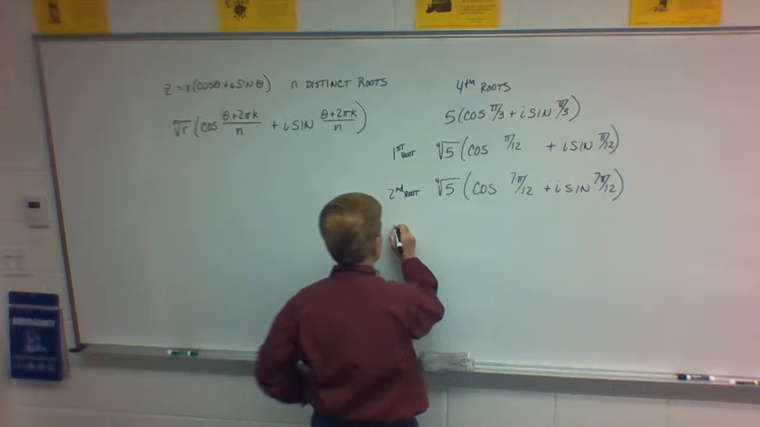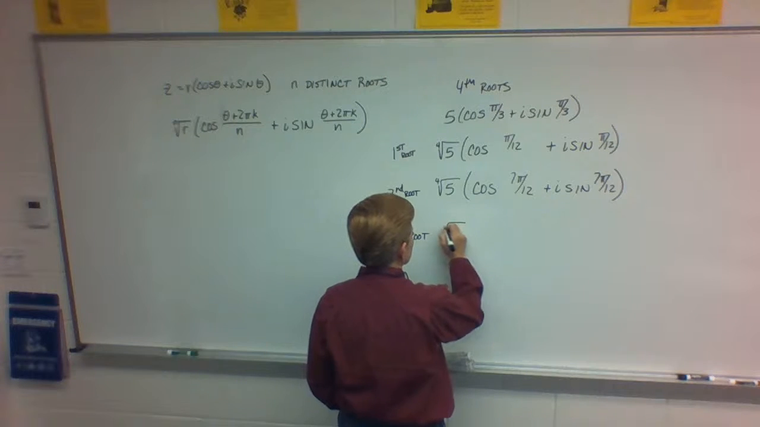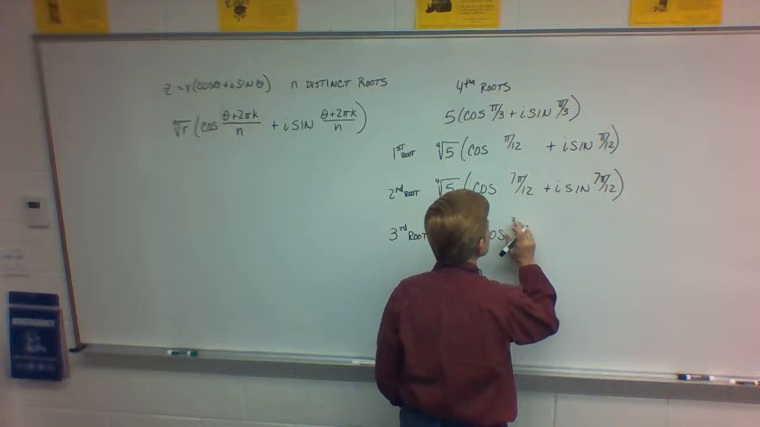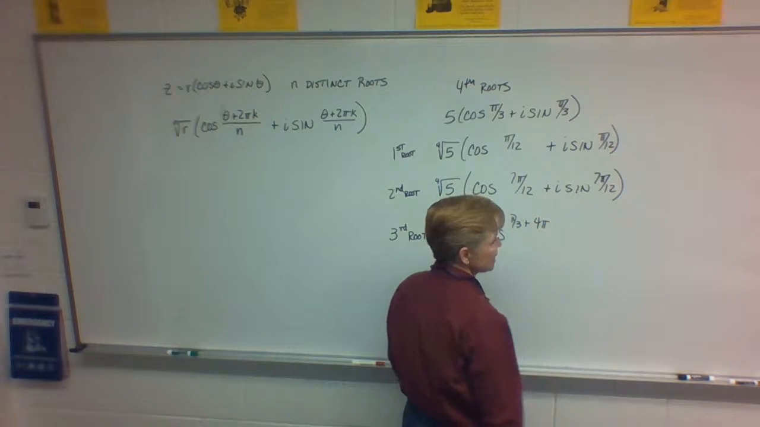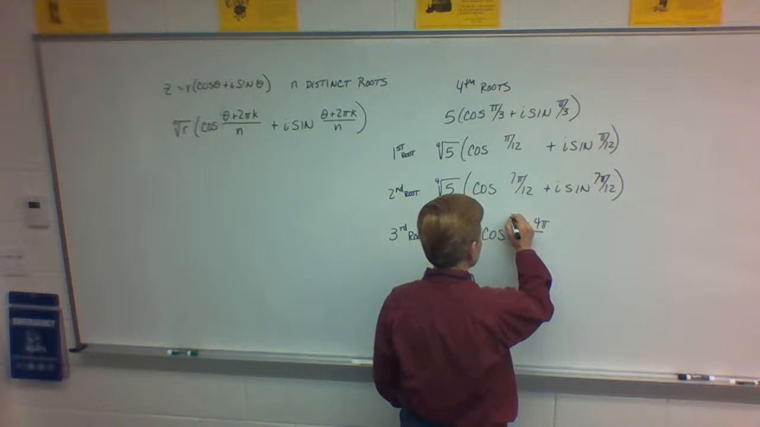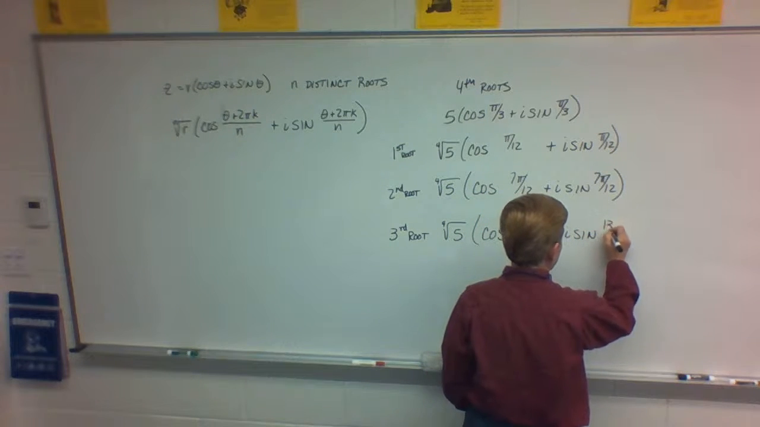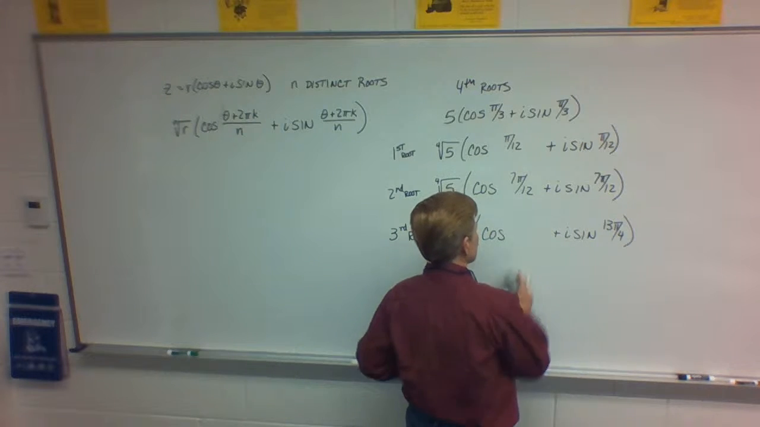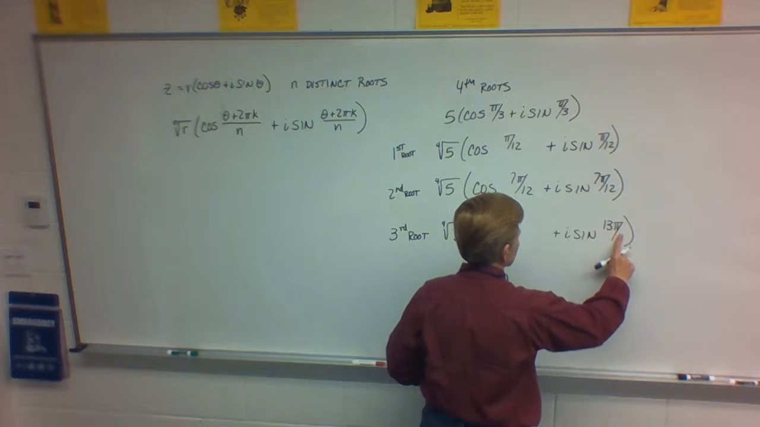Okay, third one is going to be the 4th root of 5 times the cosine of pi thirds plus 4 pi, because k is now 2. You with me? Yeah. Over 4. Okay, do the fractional work on that. 13 pi 12ths. Okay, we'll replace this with 13 pi 12ths.